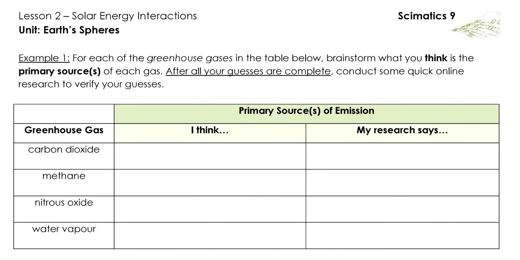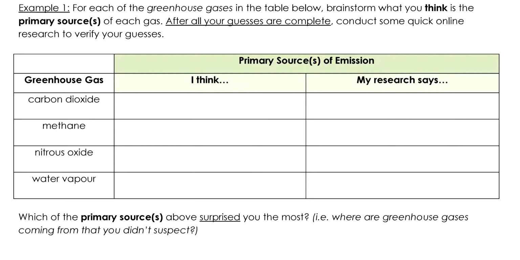So now we've mentioned a couple greenhouse gases by name, specifically carbon dioxide, methane, nitrous oxide, and water vapor. I would like you to brainstorm what you think are the primary sources from which these gases arise. What are the primary sources of emission? And after you've made all of your guesses under the I think column of example 1, then conduct some quick research online to verify your guesses. What does your research say are the primary sources of emissions? When you're finished with your research, please reflect below on which of the primary sources above surprised you the most. What did you not expect? Please pause the video here while you do this example.